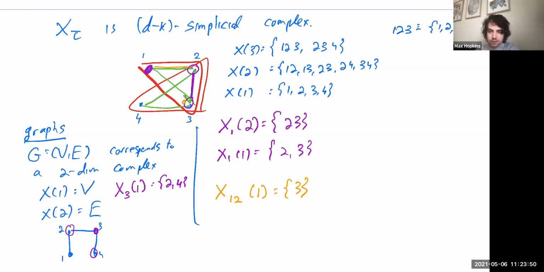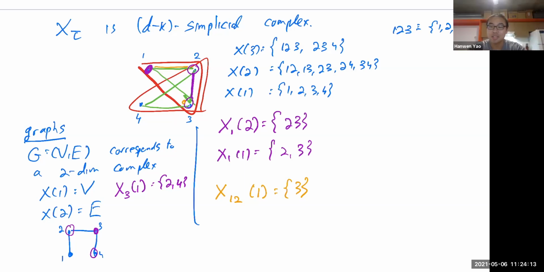Exactly. So notice that complexes are always just defined in terms of the top dimensional faces, because by definition, we take all the top dimensional faces and we take the closure with respect to downward closure, so all the subsets. And then we just partition into levels based on the subset size.